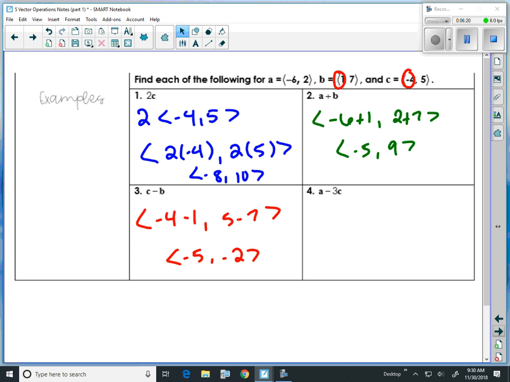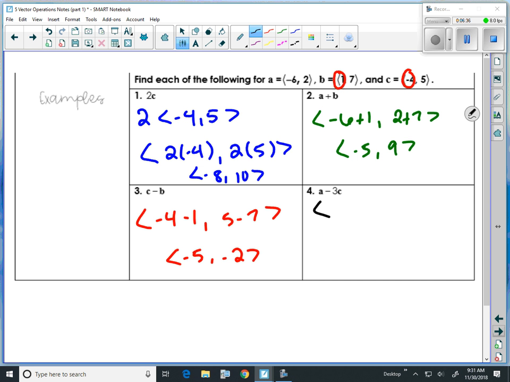Okay, questions on number 3? We do okay on that? Is that a yes? All right, number 4. Now we're going to add in a scalar here, okay? Now, it's not that big of a deal. I would advise you to just write it out.